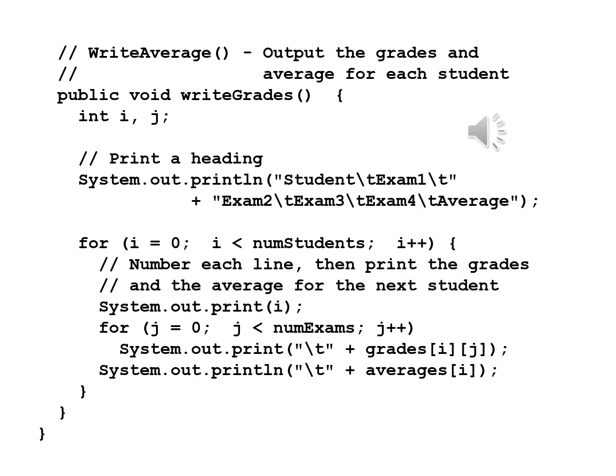Write averages again. We'll print a header, and the outer loop is for each student. We will print a number, go into the inner loop, and print all of his exam grades, or her exam grades. Then back in the outer loop, we will then print the average for the student and go to the next line.